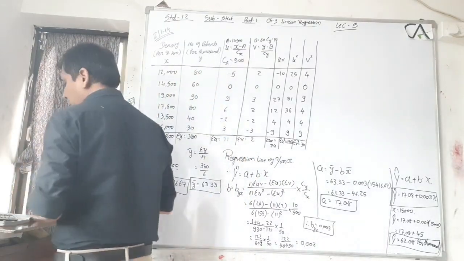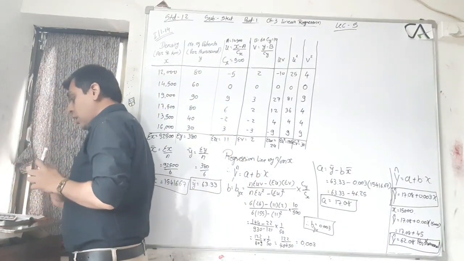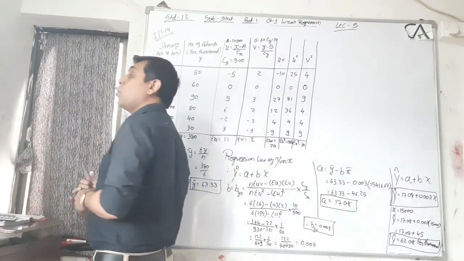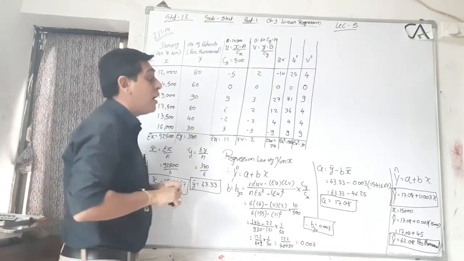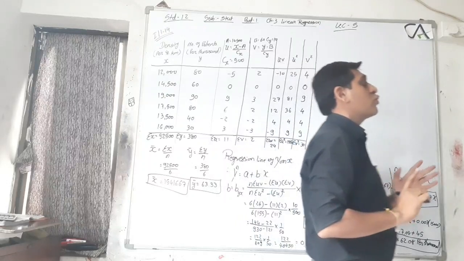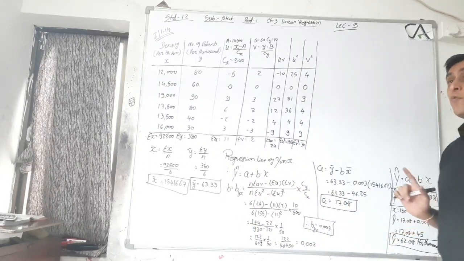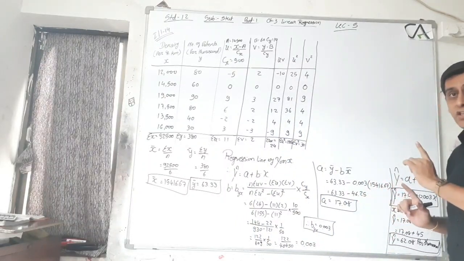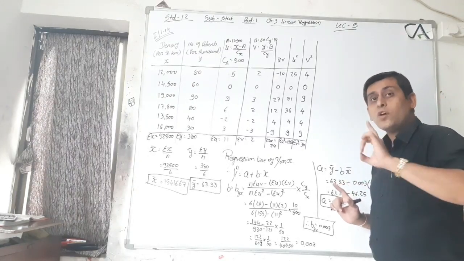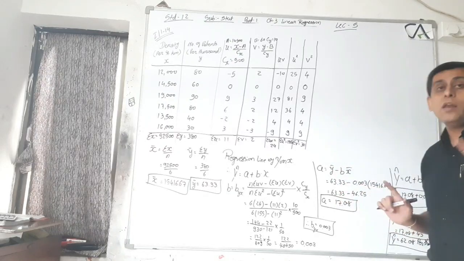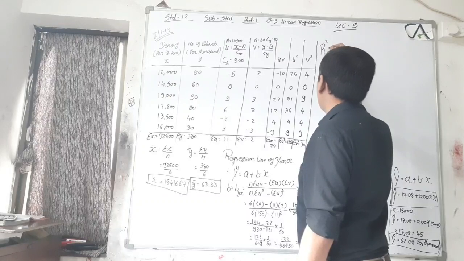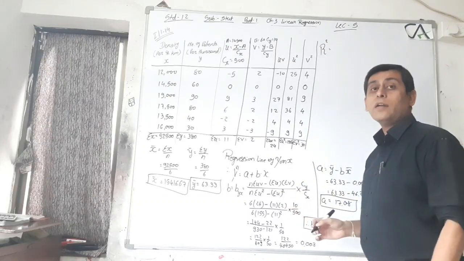62.08 per thousand. But there is another question, the third question: examine the reliability. So you have to find out the reliability. What does that mean? You have to find the coefficient of determination first, and then on the basis of the answer you can say whether it is reliable or not. So here I am writing the coefficient of determination, that is r square.